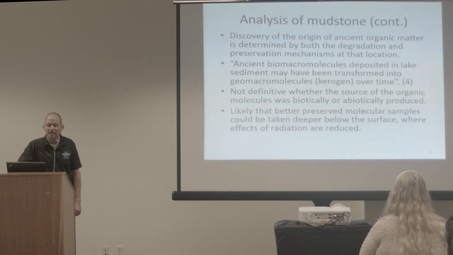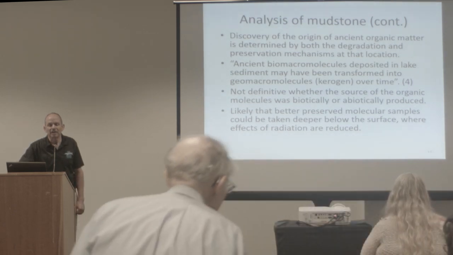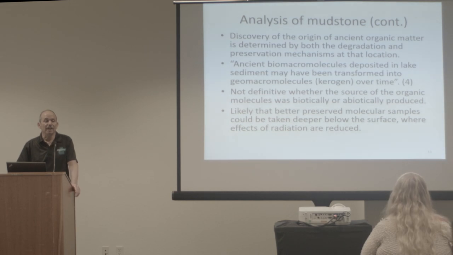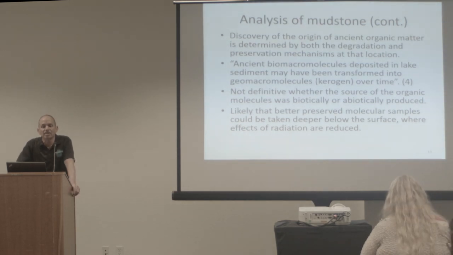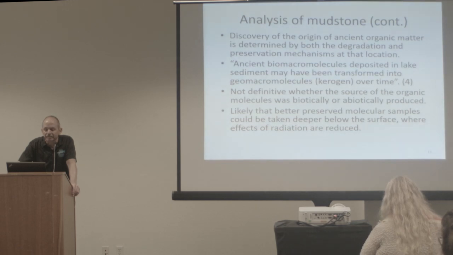So it's likely that better preserved molecular samples could be taken deeper below the surface. Going down several centimeters, which was done where they found organic molecules, you could possibly have better preserved organic molecules if you go down deeper, because you have more shielding from the cosmic radiation and the perchlorates.